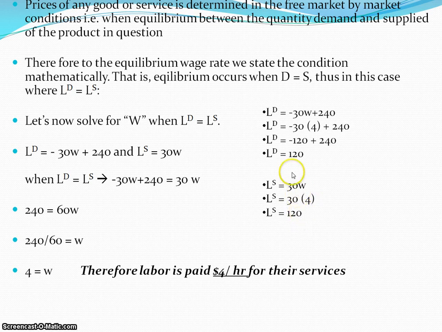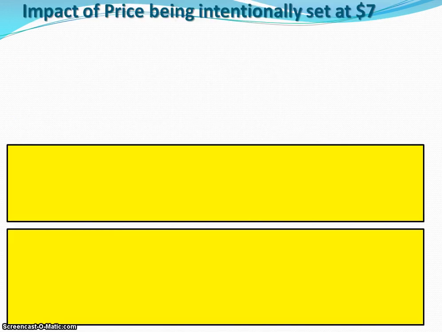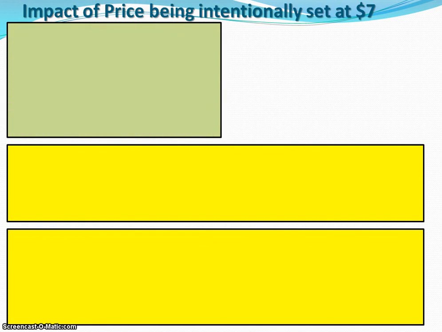So we realize that whether we used the demand for labor equation or the supply for labor equation, the value will always be equal, because 4 is the unique price of labor that will result in the demand and the supply for labor being equal, and that's why we call it equilibrium. So let's move on now to see the impact when a price is set that was not determined by the market but by an arbitrary mechanism, and in this case we could call it the government. So what is the impact of the price being intentionally set at $7 in the market? Well, what we need to ask is, what is the demand for labor when wage equals 7?